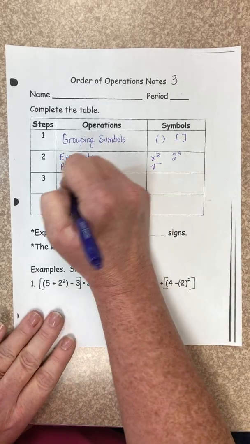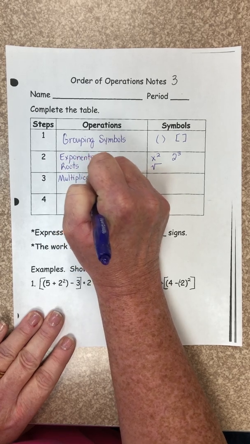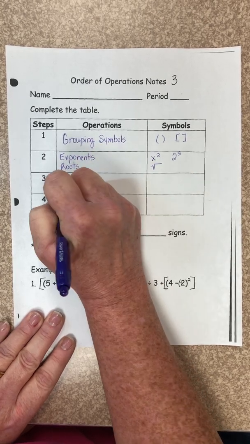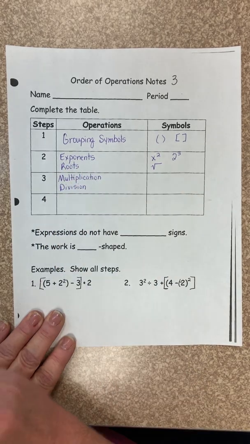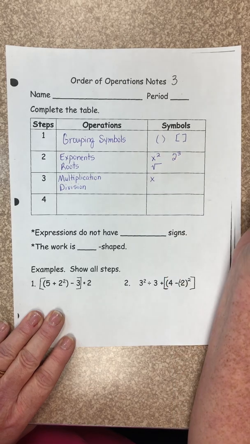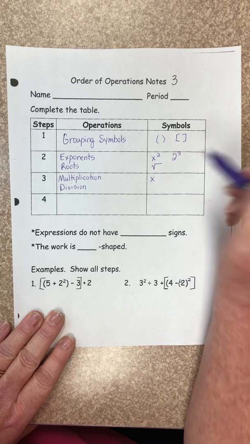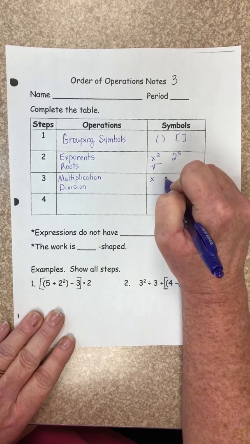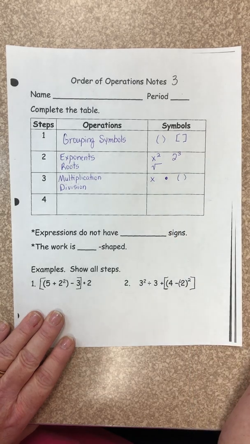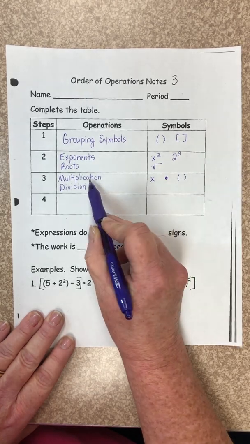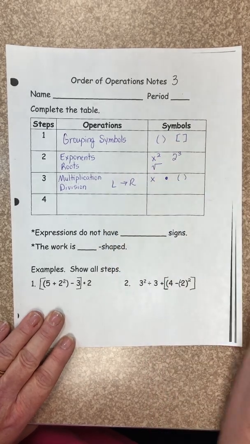Step 3, we look for multiplication or division. The symbols we use for multiplication would be the X, although we need to get away from that symbol because we need it to become a letter as we work toward algebra. We also will look at the big dot, and we can also use the parentheses for multiplication symbols. Also remember, with multiplication and division, we always work from left to right.